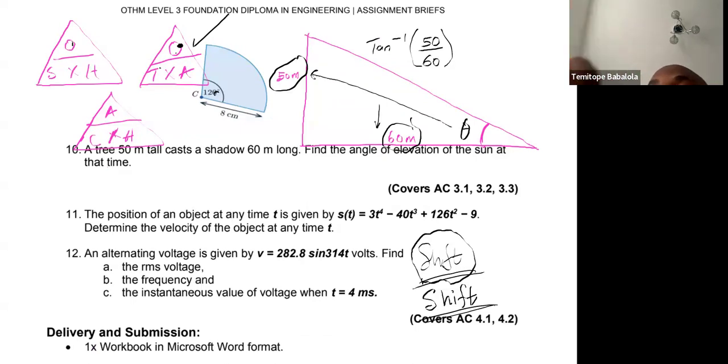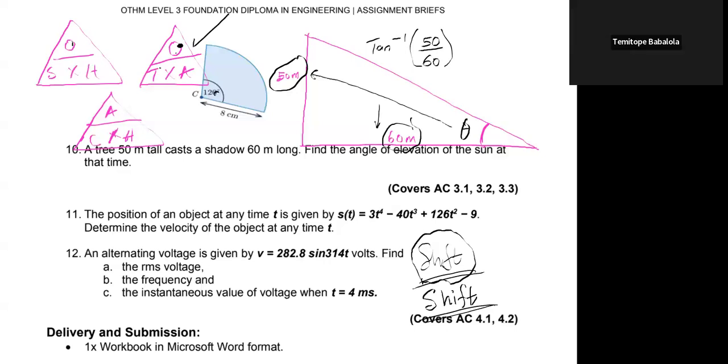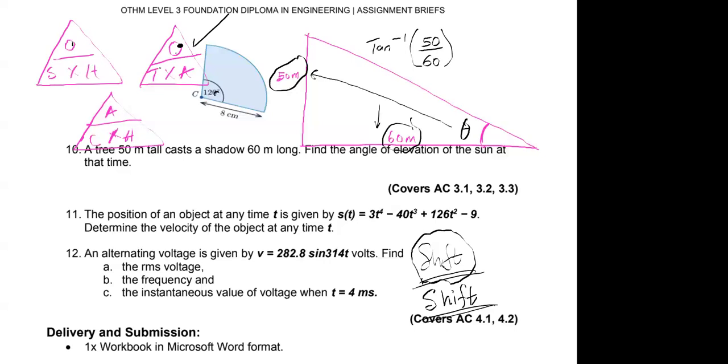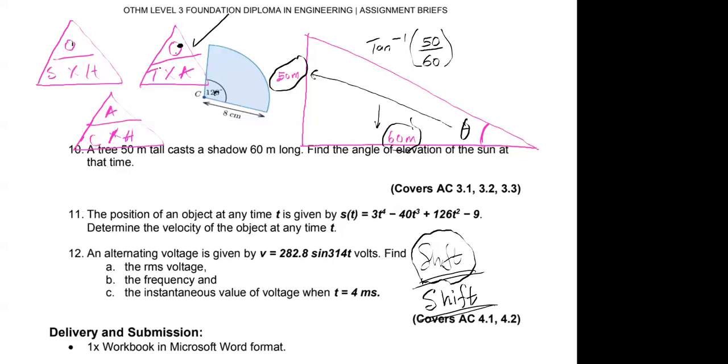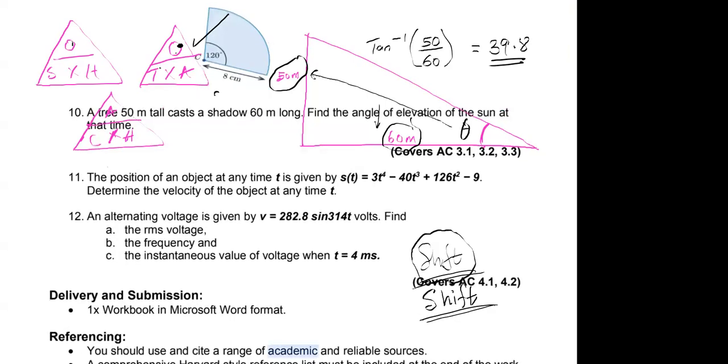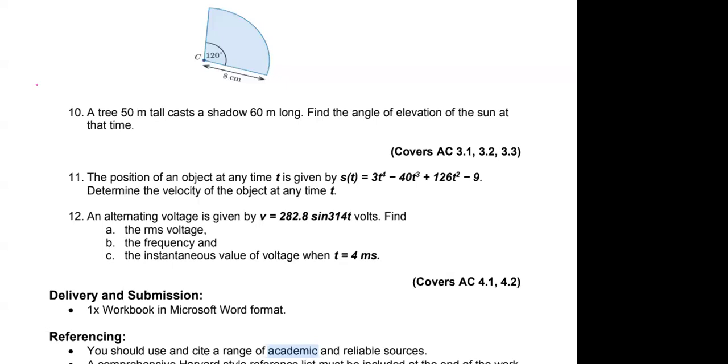It gives about 39.8. So it's very straightforward. You need a proper calculator to be able to navigate all these things. If you don't have a proper calculator, it's going to be so difficult. I won't lie to you. Honestly, it's going to be so difficult, because a calculator can do most of these things.